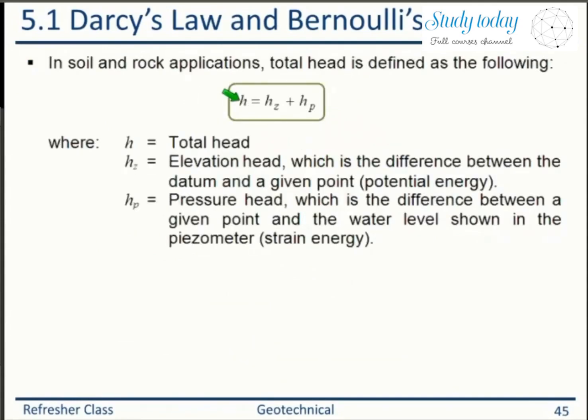So in general we can see that total head is equal to elevation head plus pressure head. In hydraulics, you have velocity head also, V squared divided by 2g. But in the case of soil, velocity is very, very slow, so we take it as 0. So you are left with elevation head and pressure head. Elevation head is also known as potential energy, and pressure head is known as strain energy. Sometimes if they use these words, you should know that potential energy means elevation head and strain energy means pressure head.